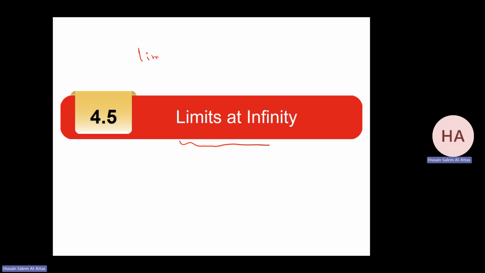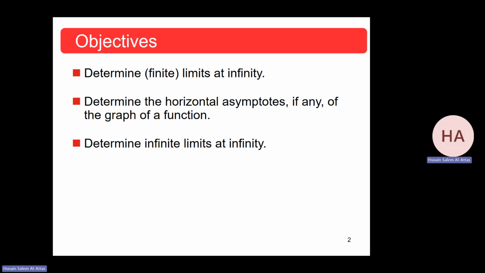We'll start limits at infinity, where mainly what we are talking about is the limit as x goes to infinity of a function, or the limit as x goes to minus infinity of a function. That's it. This is what they meant by limits at infinity. What's the meaning of that? We'll determine the finite limits at infinity, and what are called the horizontal asymptotes, or maybe the limit goes to infinity. So the limits at infinity either go to a finite value, or go to infinity, or do not exist.